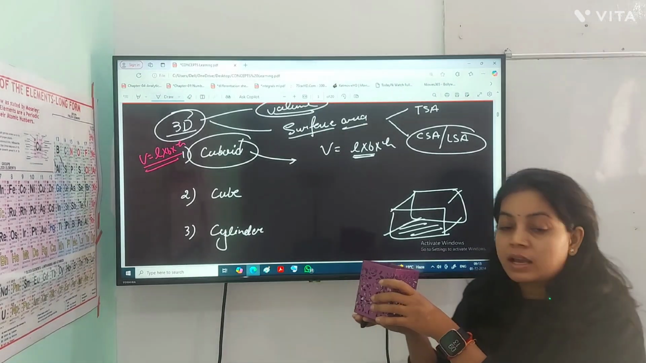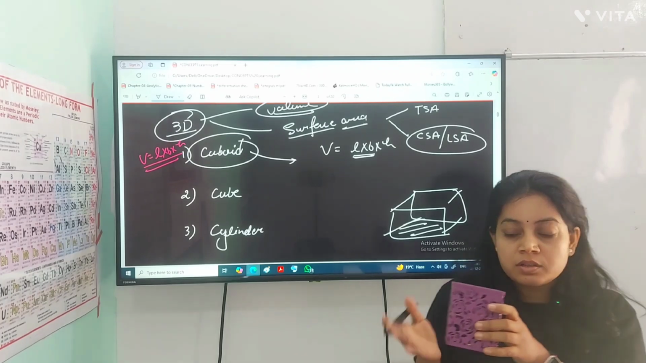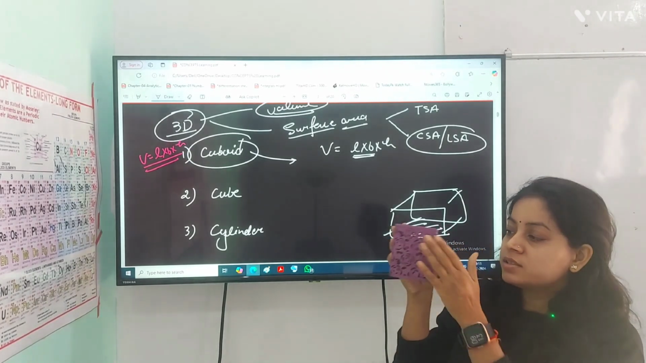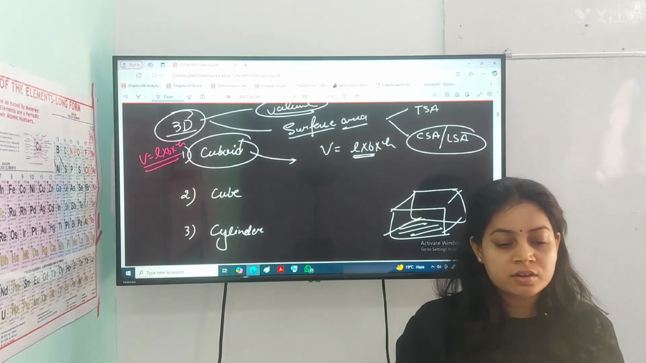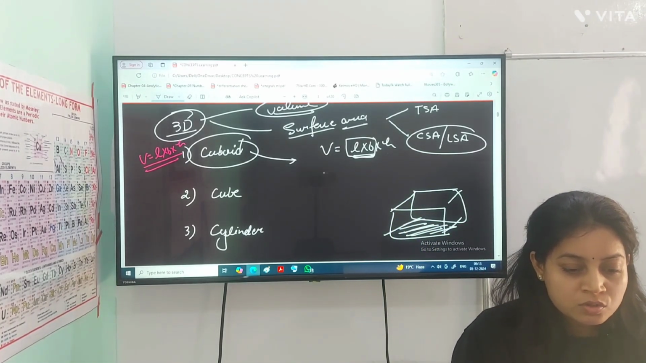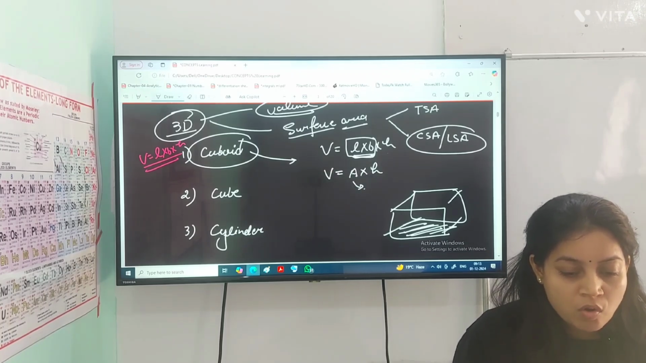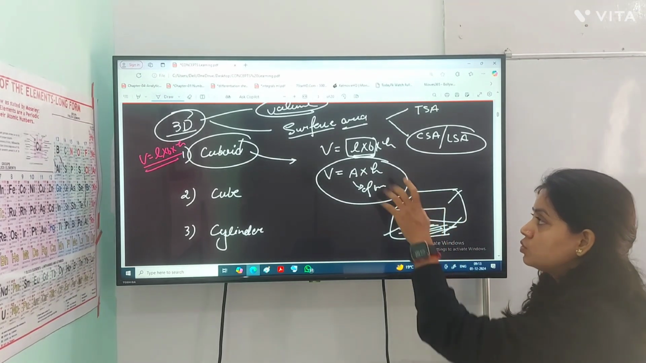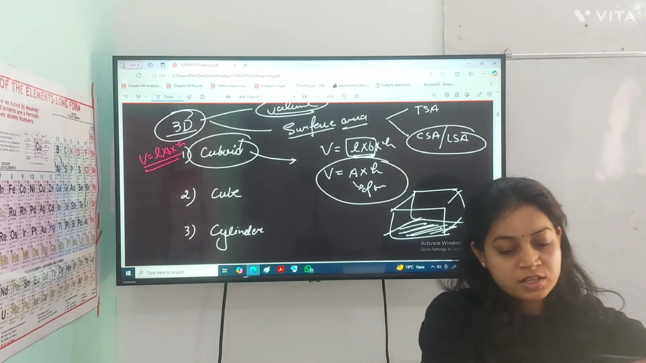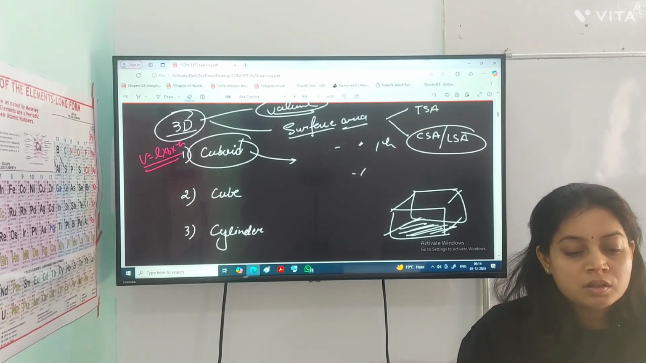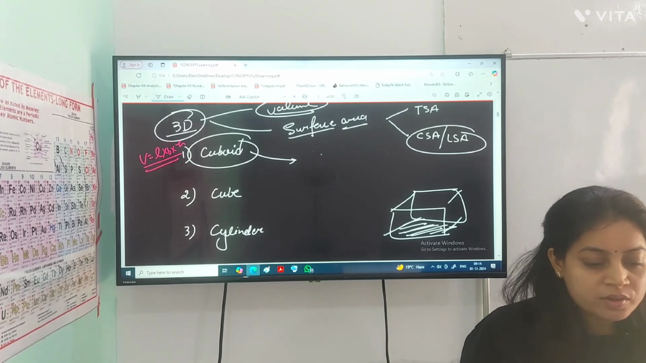the base of the cuboid is nothing but a rectangle. Even all the faces are rectangles. Here it is a rectangle, here it is a rectangle, bottom is a rectangle. Everywhere it is a rectangle. So we know the area of a rectangle is length into breadth. So volume we can always write as area of base into height. Area of base into height will always give you the volume. Simple. So volume is done.